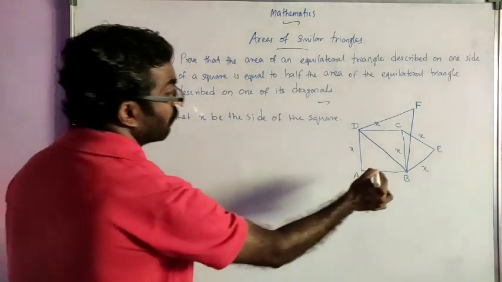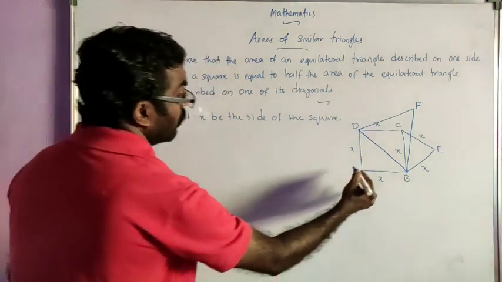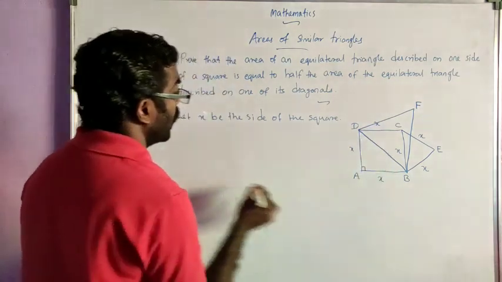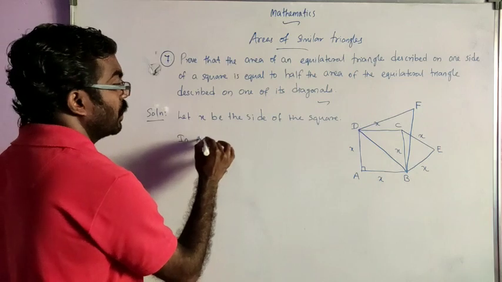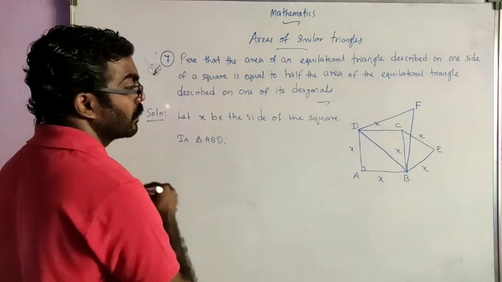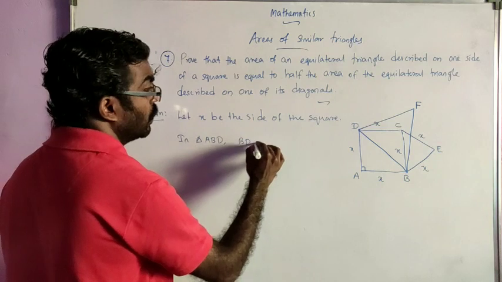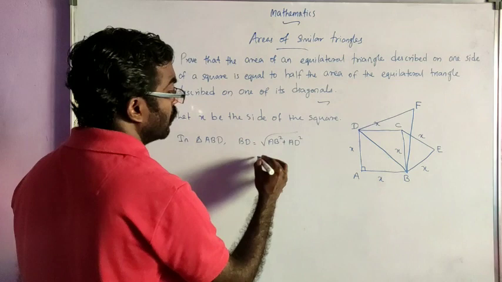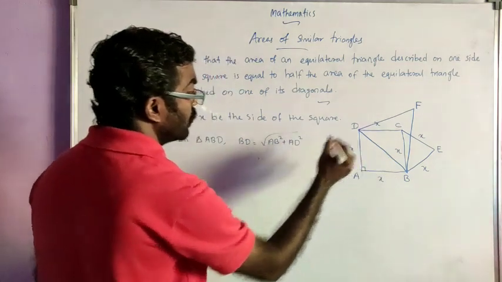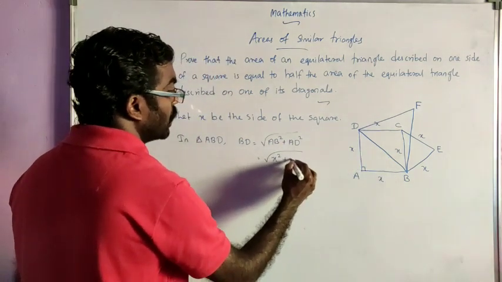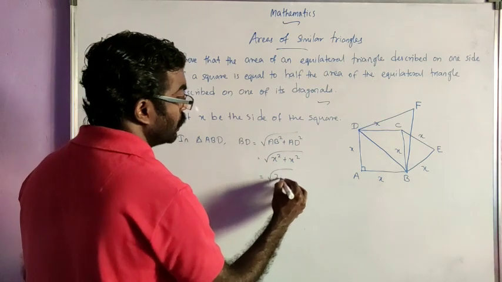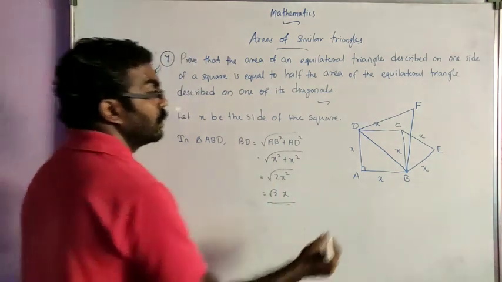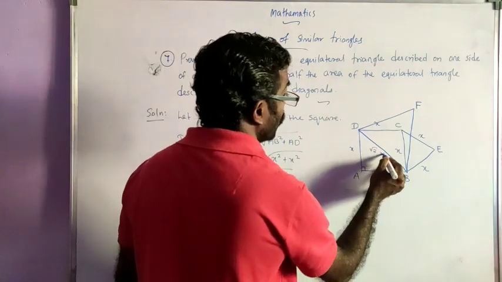Okay. Now we can find the diagonal BD. Being a square, all angles will be equal to 90 degrees, so this will be a right angle triangle. So in triangle ABD, BD equals root of AB square plus AD square, base square plus altitude square. So x square plus x square, which is equal to 2x square, that is root 2 x. So the length BD is root 2 x.